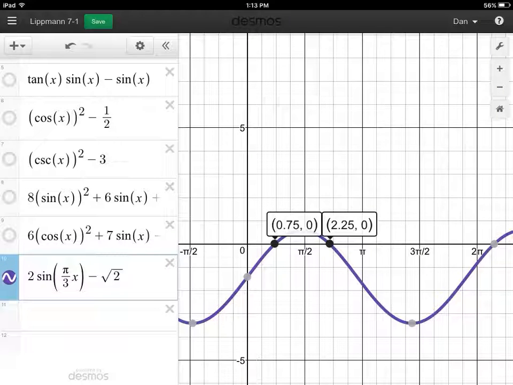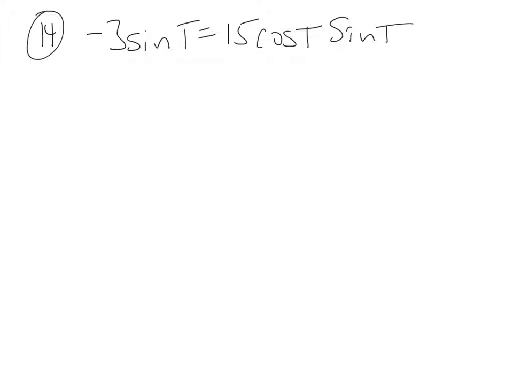Now, using Desmos.com, I double-checked to see if I did get those answers. And as you can see, I'm graphing this function here. On that interval, 0 to 2 pi, it does only cross the x-axis at 3/4 and at 9/4. So I was correct.